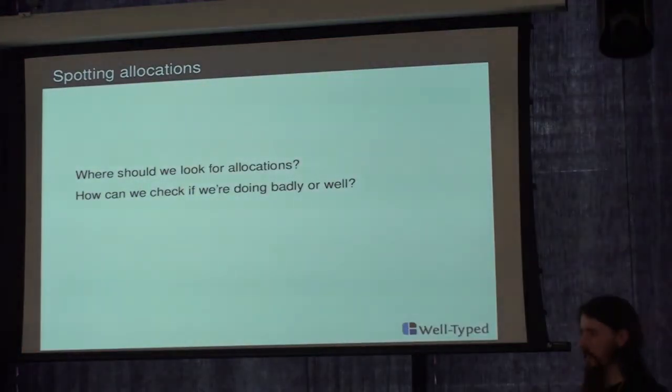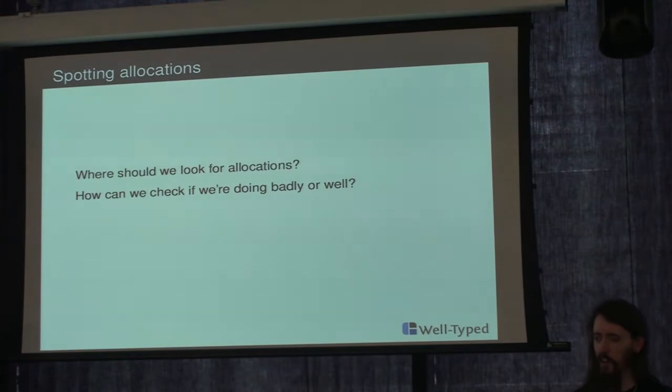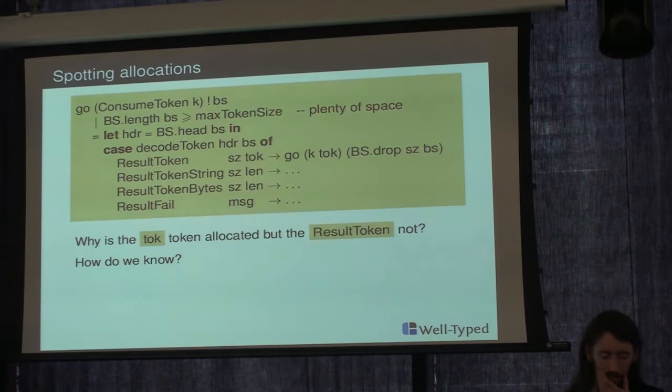Okay, and here's another hopefully reusable lesson. Where should we look for allocations? And how do we check if we're doing well or badly, apart from looking at the final result and saying the total number of allocations is fewer? How can we look at the code and see that we're doing allocations or fewer allocations? How can we look at code like this and spot that this is being allocated and that's not being allocated?